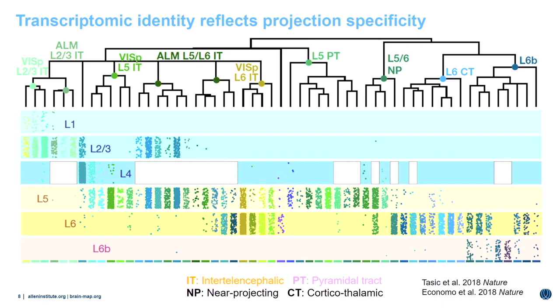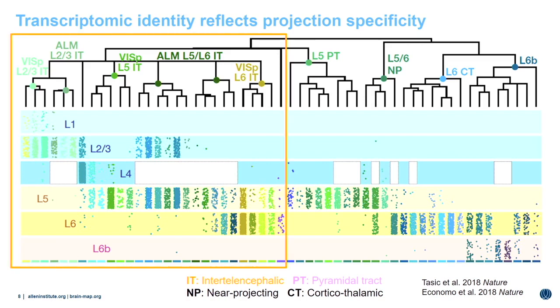What I will focus on now, to address the issue of whether these fine differences among cells reflect something about these cells, is this: first I would like to say that most of the largest groups of cells follow their projection properties for excitatory cells. So these are intertelencephalic, these are pyramidal tract.